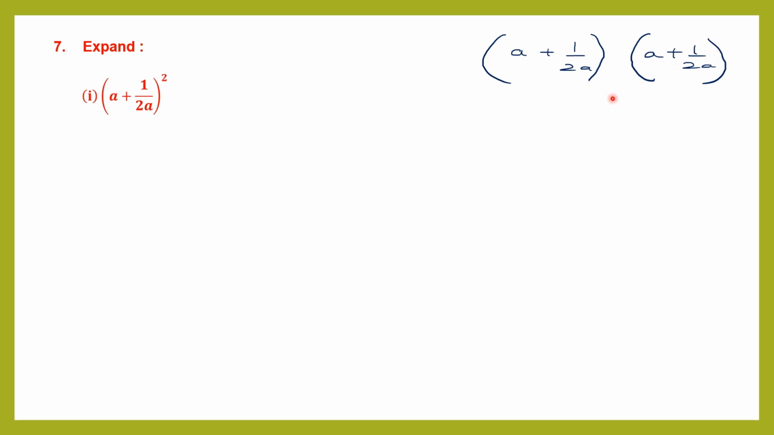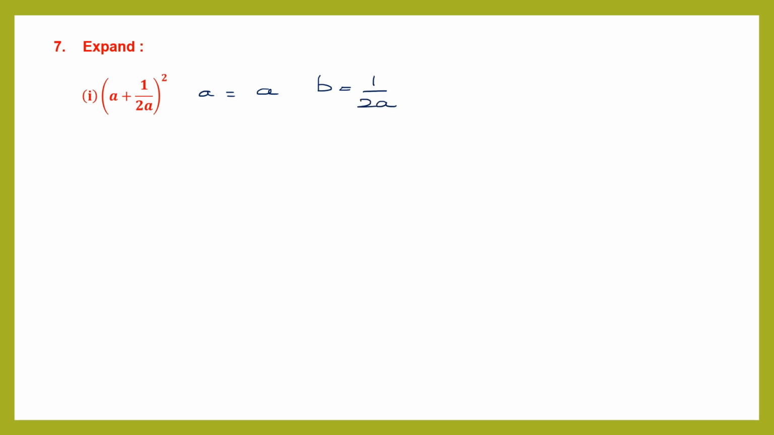This is a normal way of doing it. Instead, we can again use a formula to make this working simpler, to make this expansion simpler. So how do we do that? For that, the first term you're going to take as a, and the second term you're going to take as b. That means a is equal to a itself because a is the first term, and b is equal to the second term, which is 1 by 2a.